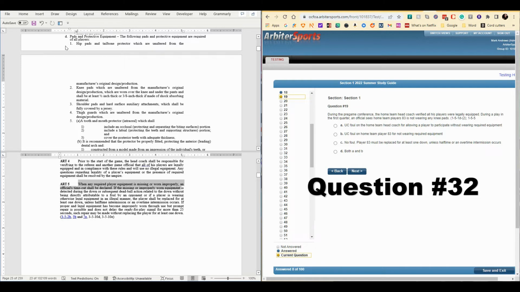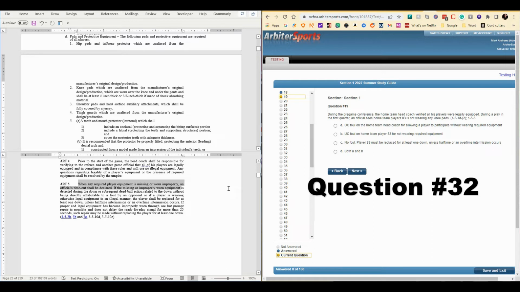151D2 says knee pads, which are on all players, must wear. This is pads and player equipment. Following pads, protective equipment are required of all players. Knee pads, which are unaltered from the manufacturer's original design, and so on. Okay, so this is missing equipment, but it's not illegal equipment. That's where we get confused.